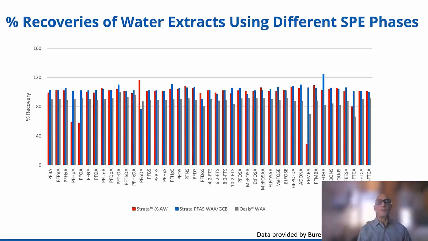This slide shows some extracted data from the work that was done with Bureau Veritas and shows the performance of the Strata PFAS stacked format compared to several WAX phases with DSPE. For all analytes required in this method, Strata PFAS showed equal or better recoveries in the wastewater matrix. In addition, the use of a single cartridge reduces the number of manual steps that are used for the DSPE process and lowers the potential for introducing error into these processes.